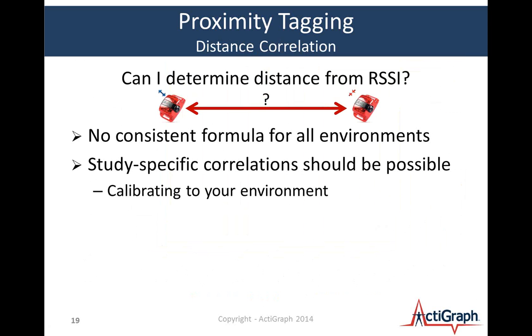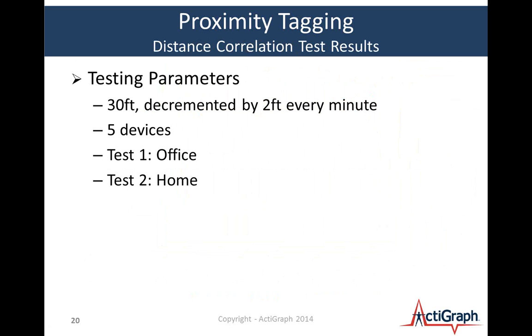To illustrate the challenge in that, we did our own test here at ActiGraph, and so let me just show you the results of that. We set up two tests, one here at our office and one at one of our employees' houses, and we set up devices, five devices: four beacon devices and one receiver device, 30 feet apart, and then we began to move those receivers and beacons closer together by 2 feet every 60 seconds. And then we just let the receiver collect the beacons' RSSI values for a few minutes, and then we'd move closer. We did this from 30 feet all the way down to 2 feet with 2 feet increments, in two different environments, and we reproduced the exact same test.